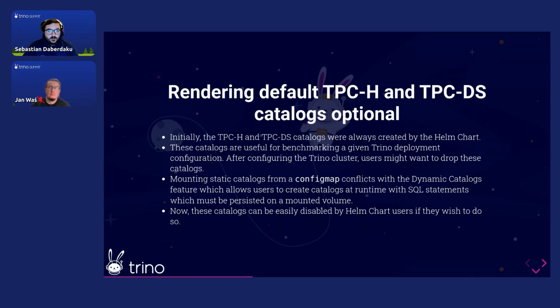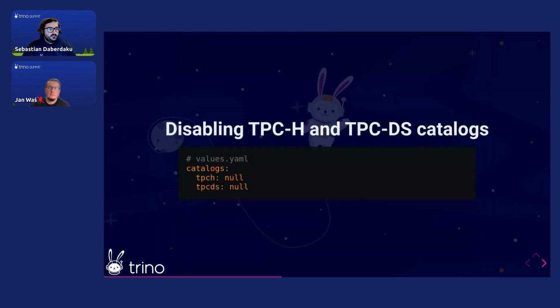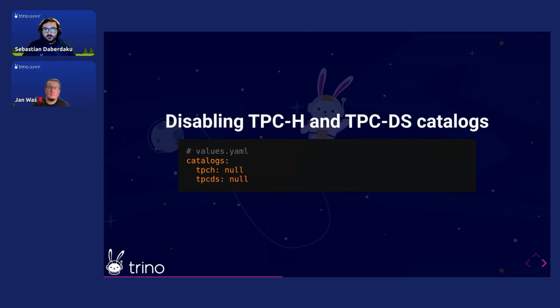And so, as I mentioned, with this new development, these catalogs are still enabled by default for backwards compatibility, but can also be disabled if the user wishes to do so. As you can see here, just provide null for both of them or one of them, and then it's disabled, not mounted automatically by the config mount.